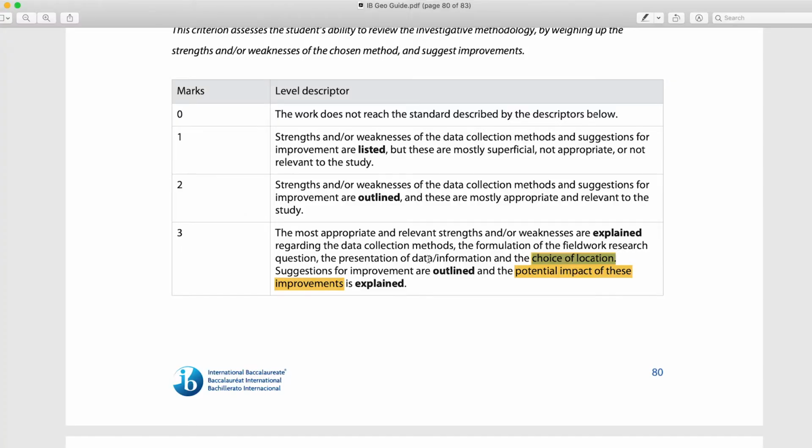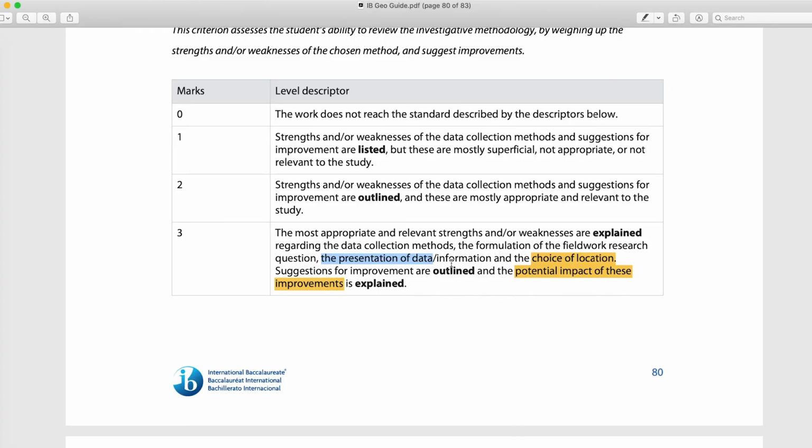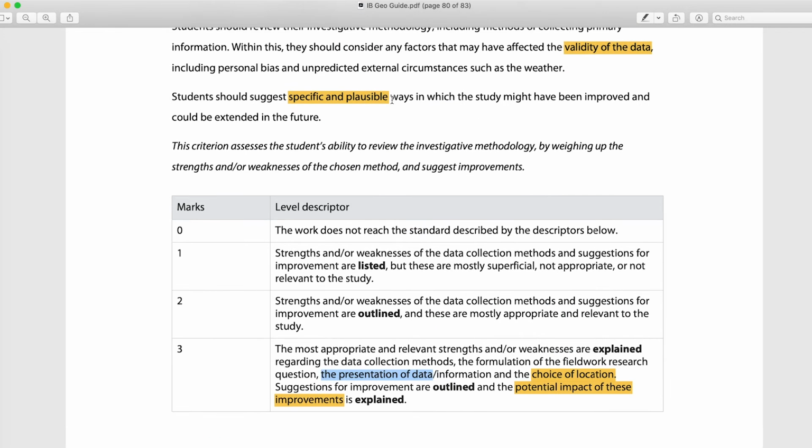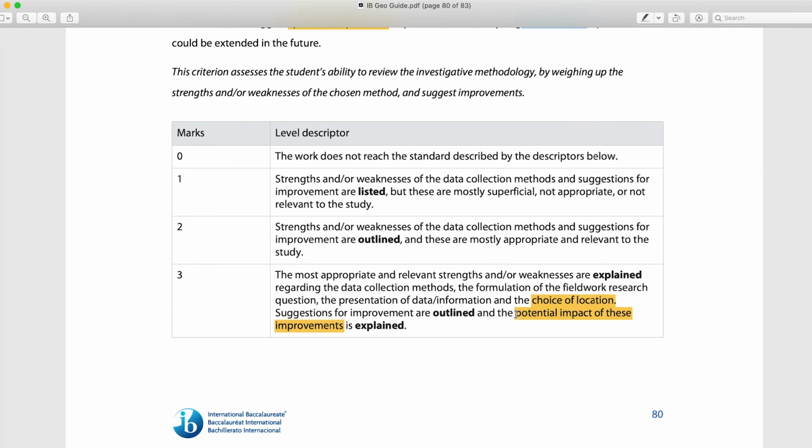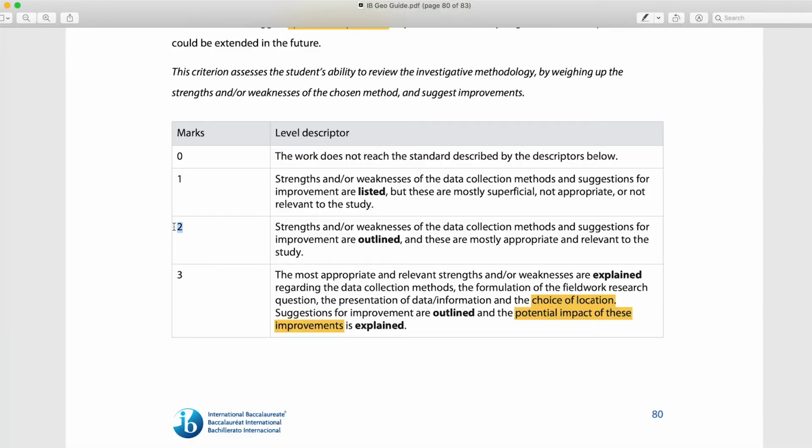So, for example, some things you could talk about are your choice of location. They specifically mention it, so please talk about that. The presentation of the data, were you biased? Does that change how the data could be interpreted? And once again, talking about the specific and plausible ways it could be improved, it clearly specifies the potential impact of these improvements are explained. So definitely, if you want to get the highest mark band, you need to include the potential impacts of these improvements, because you can see that's a key difference between the highest and the second highest mark band.